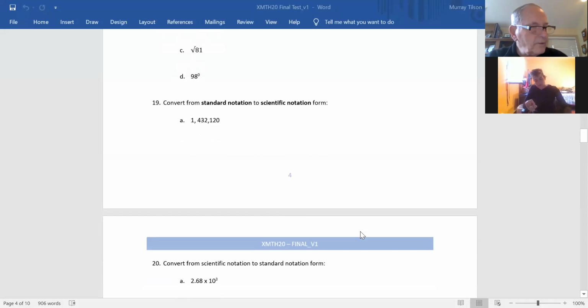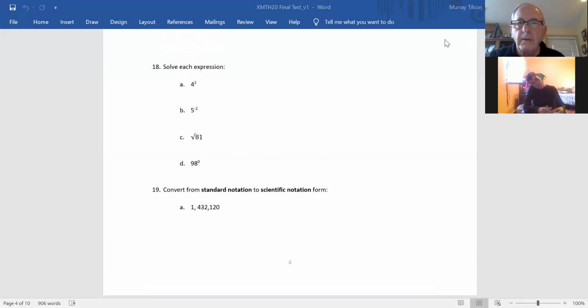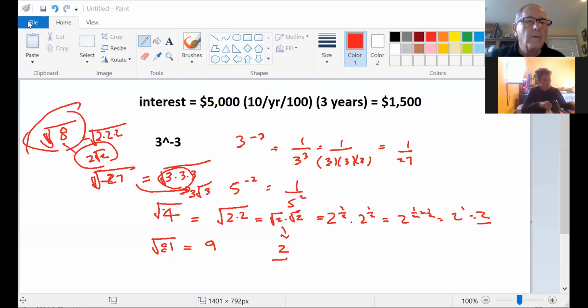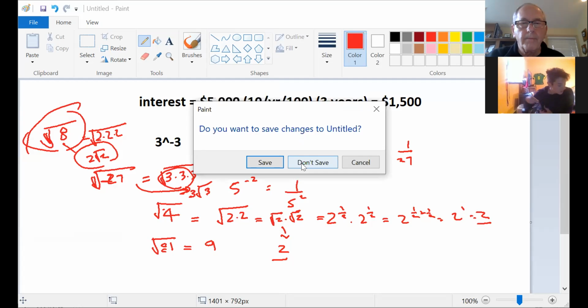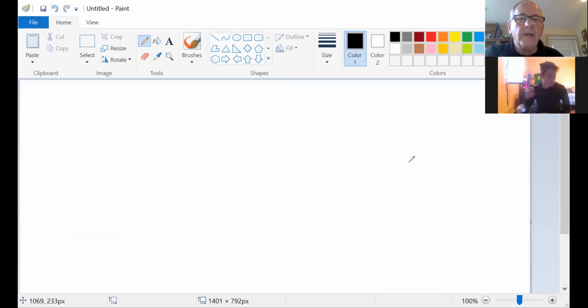Okay, let's see what else is on the test. Standard notation, decimal notation. Know how to do that, right? That's the 10 to the power, the base 10.